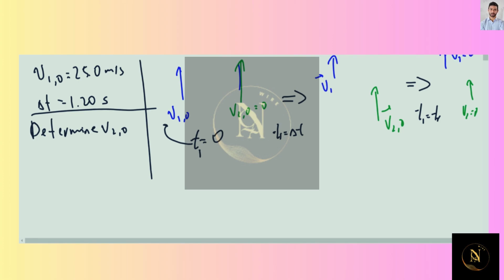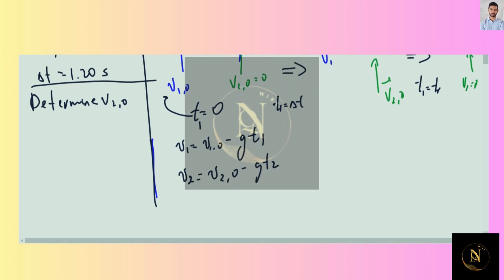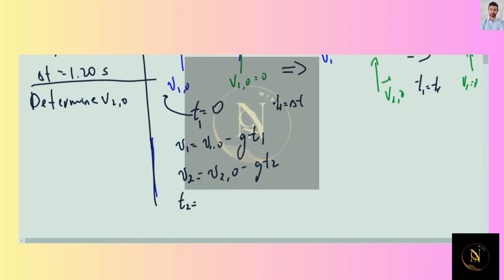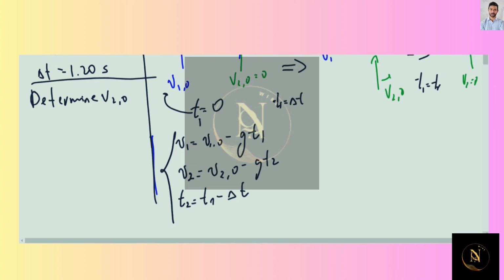So now let's write down the equation for both velocities. For the first arrow, velocity equals initial velocity minus g t1, and for the second arrow, its velocity is v2 0 minus g t2, and t2 equals t1 minus delta t, because the second arrow was fired later.